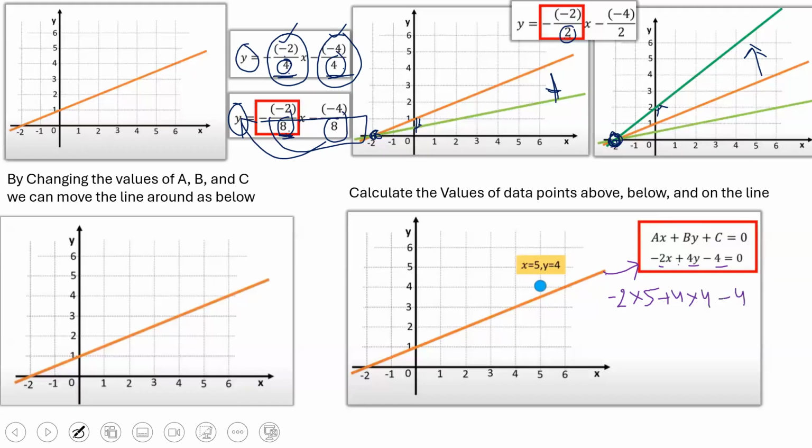What is this value coming down to? Minus 10 plus 16 minus 4. Okay, so that is plus 2, right? For this point you got plus 2.